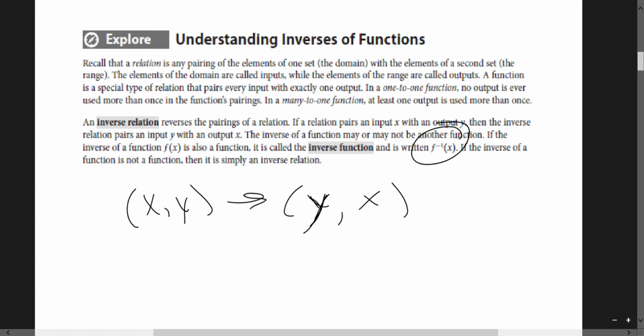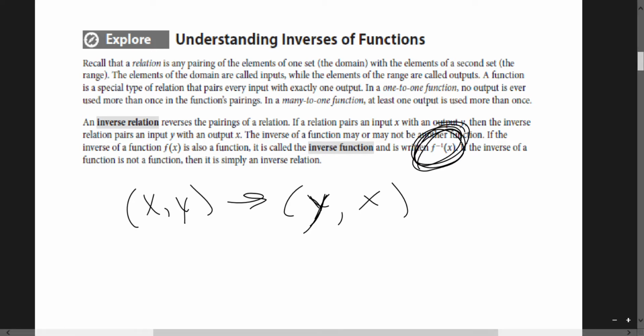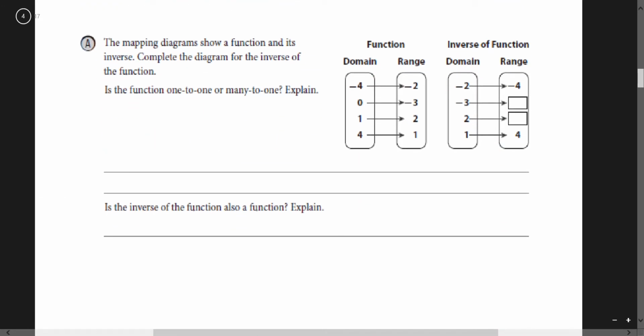Also key to note that you have to write it as f to the minus 1 of x. This is how you write the inverse function. That is very important in your notation, so make sure you are writing it like that. So if we think about what it means in general, again, we're switching the domain and range. So (-4, -2) changes to (-2, -4). This is going to be 0. This is going to be 1.